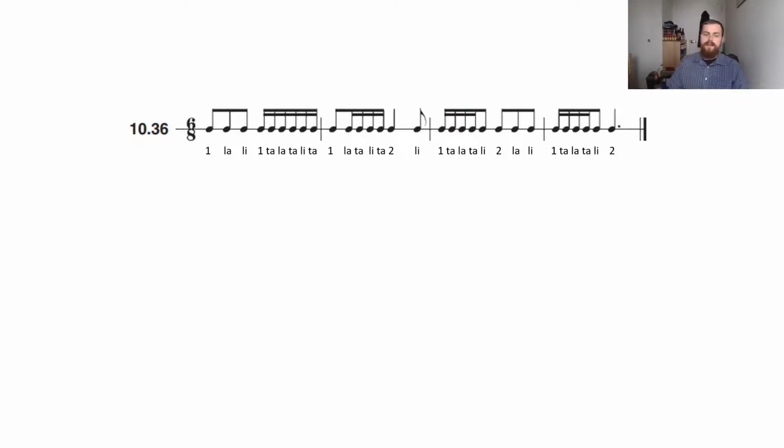So let's go ahead and clap this out, clap the rhythm along with me, okay, ready? So this is going to be the division, okay? So here would be the beat, 2, 3, boom, okay? So I'm going to go ahead and clap us in on the division. I'm going to give us 6, and we're in, ready? 1, 2, 3, clap with li. 1 la li. 1 ta la ta li ta, 1 la ta li ta, 2 li, 1 ta la ta li, 2 la li, 1 ta la ta li, 2, okay, and so on.